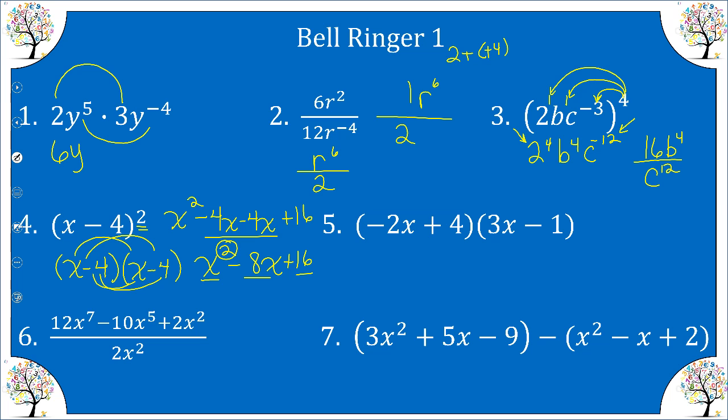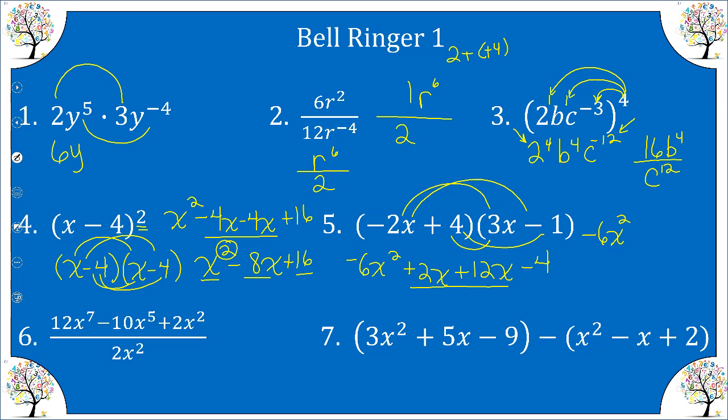Number 5, we're going to double distribute. We're going to distribute negative 2x first, and we get negative 6x squared plus 2x. Now distribute your positive 4. 12x minus 4. Again, we're going to combine our middle terms, our linear terms. We get negative 6x squared plus 14x minus 4. Again, we have a quadratic trinomial.